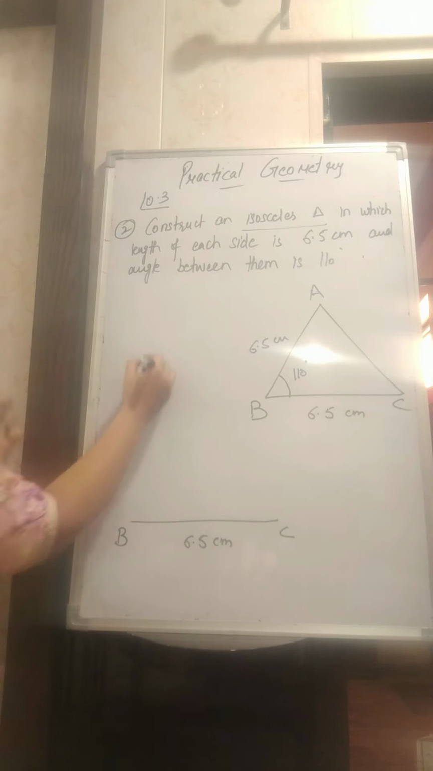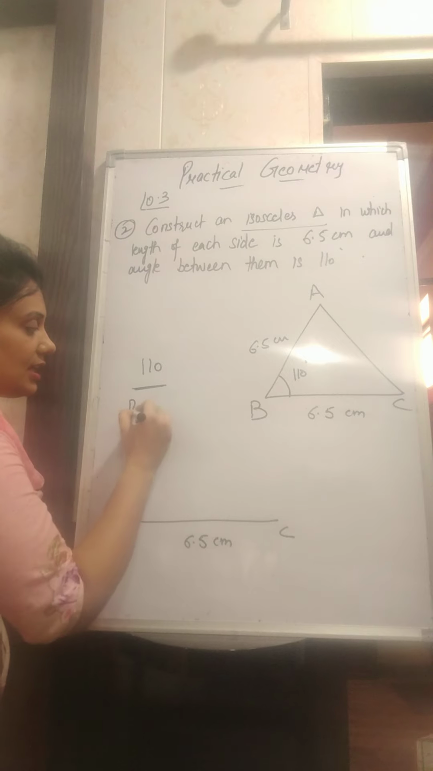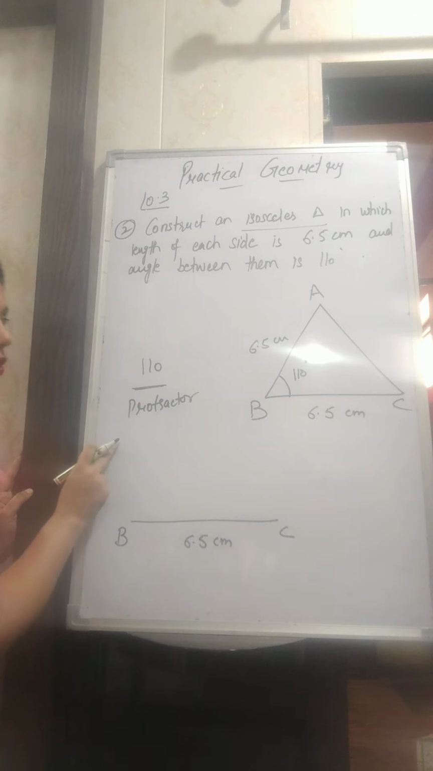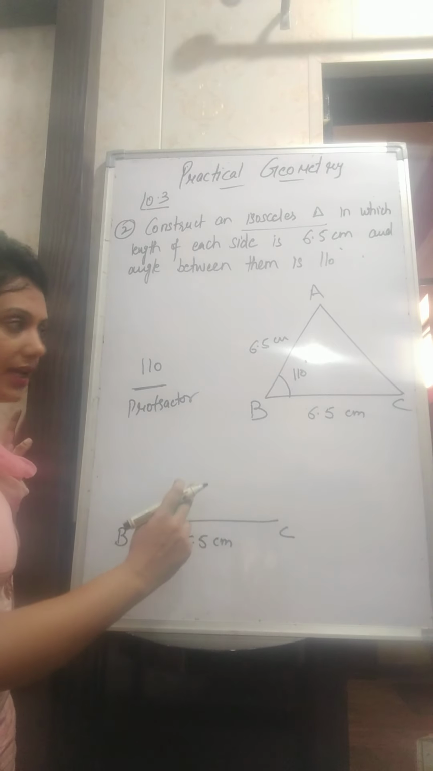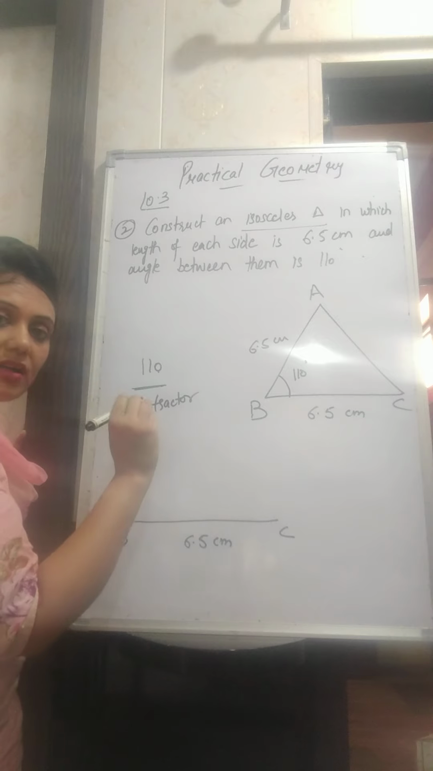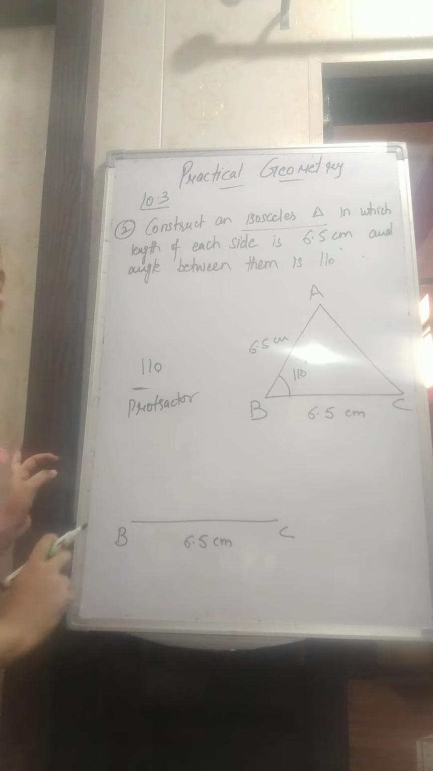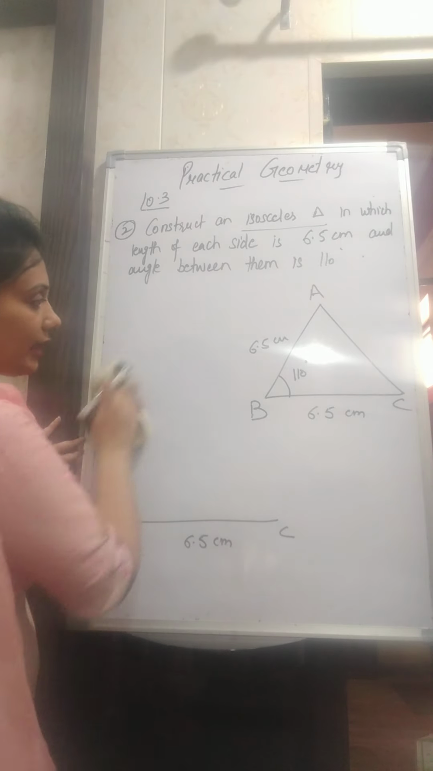Now 110 degree will be made by using compass or protractor. So 110 degree will be made by using a protractor, because we know the number which is divisible by 15 is always made by compass, right? 110 degree is not divisible by 15, means 110 degree does not come in the table of 15. So it will not be made by compass, we will make it by using the protractor.